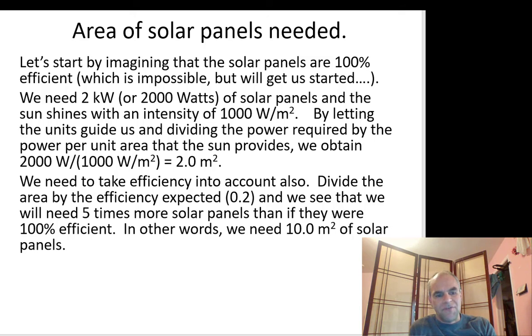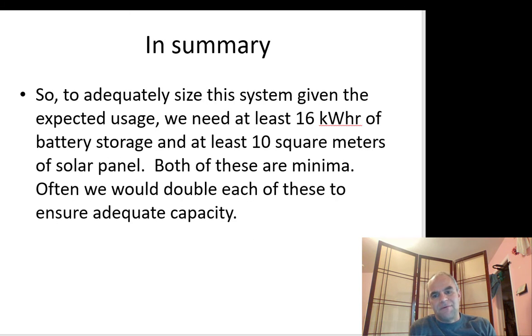And a rule of thumb actually is that often people double the minimum requirement, or at least increase it by some percentage to ensure that they have enough to get by over the time period that's of concern.